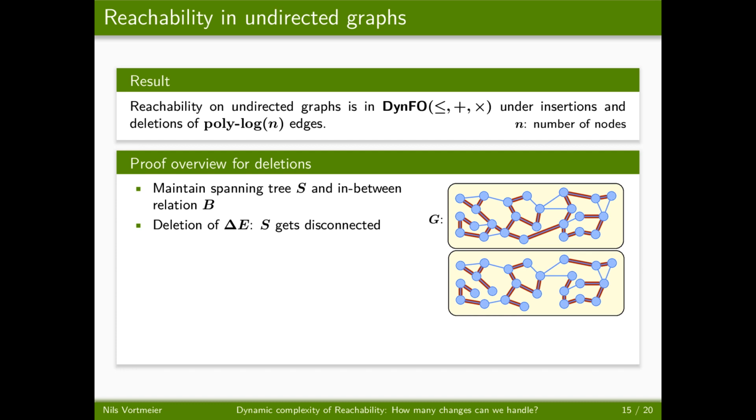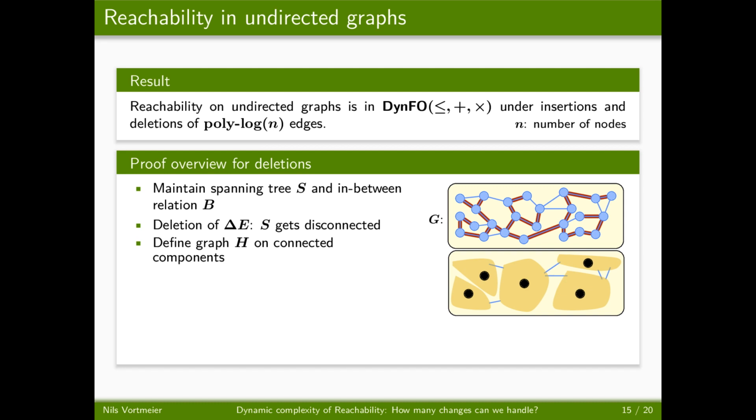If some set of edges is deleted, then the spanning tree S gets disconnected and decomposes into different connected components. On these connected components, we define a graph H. For each connected component, H has one node. There is an edge between two nodes of H if there is a non-spanning tree edge in the graph G remaining after deletion that connects both connected components that these nodes stand for. Observe that if a polylogarithmic number of edges gets deleted, then the graph H has only polylogarithmic size, so there's only a polylogarithmic number of nodes.